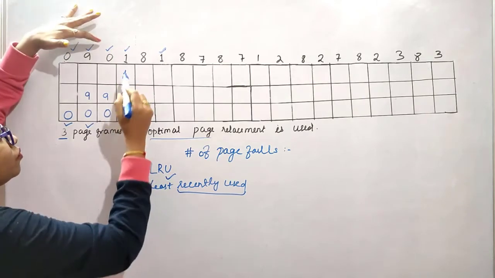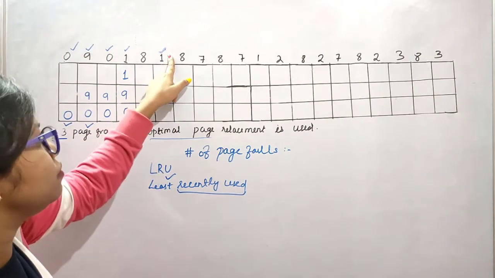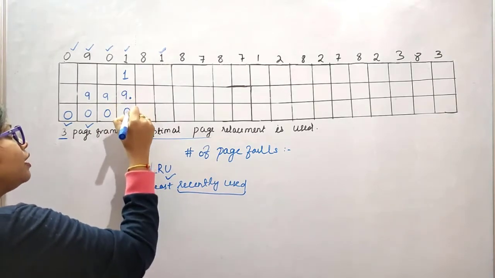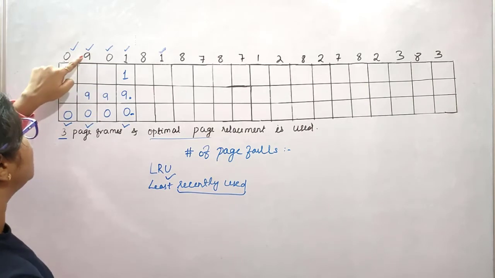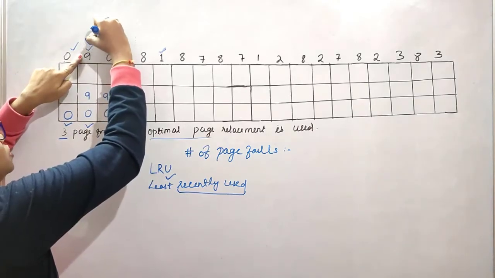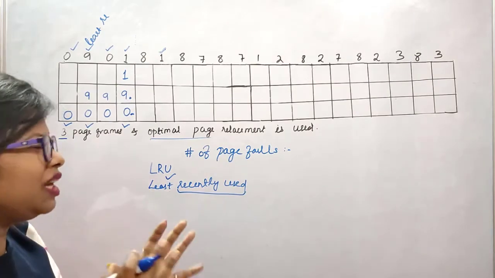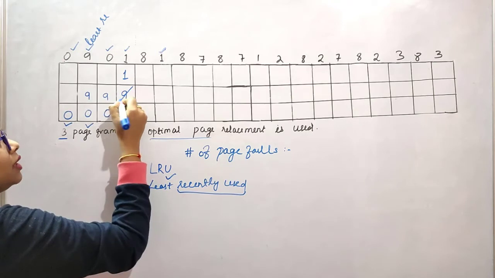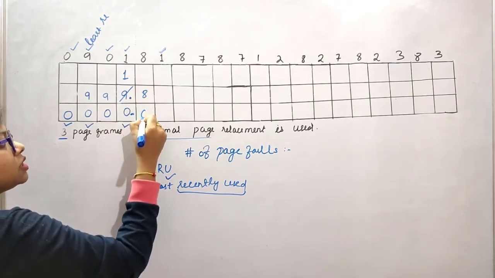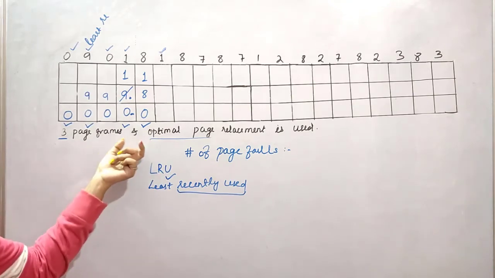Okay, so 1 is not needed because we are using 1 in the future also, but with this 0 and 9, which one is recently used? 0 is recently used, 9 is least recently used. Okay, 0 was recently used; least means minimum times, which was used earlier, okay, 9. So here 9 will be replaced and 8 will come in this place, 0 and 1 as it is. So one more page replacement or page fault occurs here.